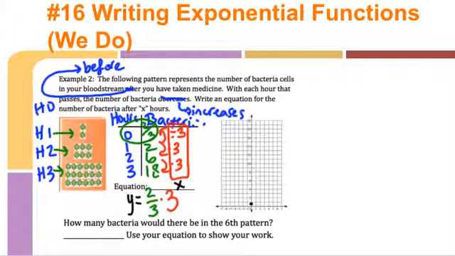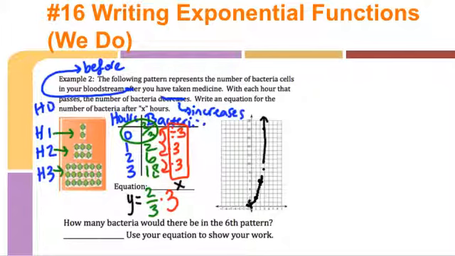2/3 is between 0 and 1. 1, 2 is right about here. 2, 6 is right here. 3, 18 is right here. So then again, we see this exponential growth here.